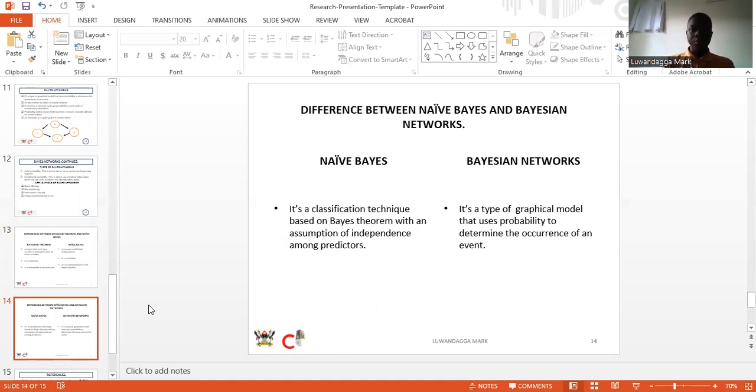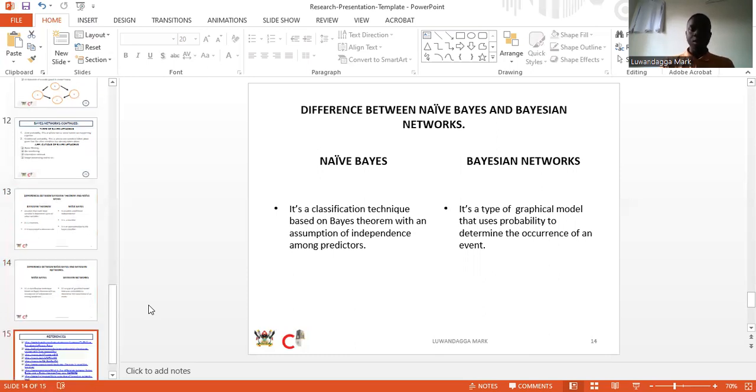And then also the difference between naive Bayes and Bayesian networks. Naive Bayes is a classification technique based on Bayes theorem with an assumption of independence among predictors, and Bayes networks is a type of graphical model that uses probability to determine the occurrence of an event.